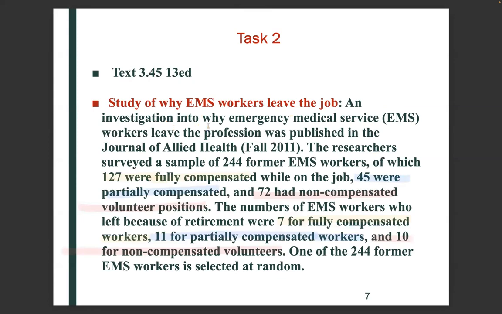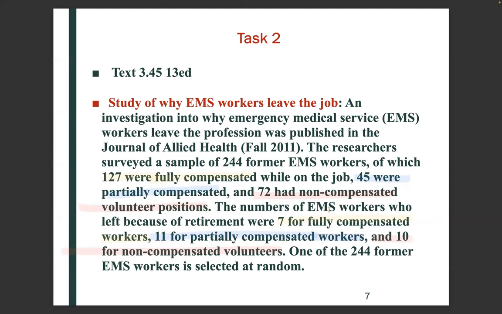Task 2. Study of why EMS workers leave the job. An investigation into why emergency medical service EMS workers leave the profession was published in the Journal of Allied Health. The researchers surveyed a sample of 244 former EMS workers, of which 127 were fully compensated while on the job, 45 were partially compensated, and 72 had non-compensated volunteer positions.